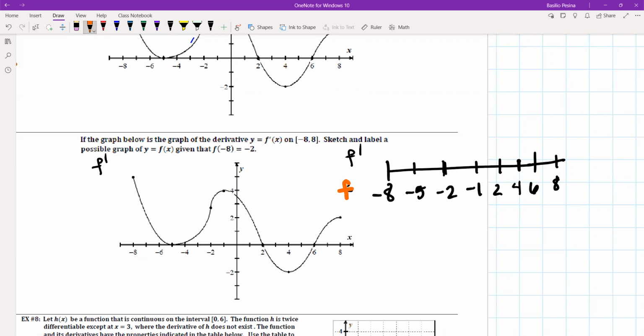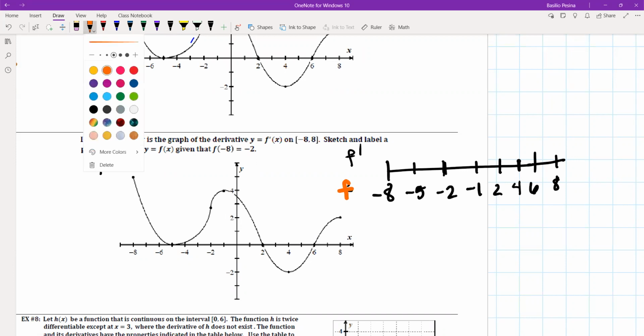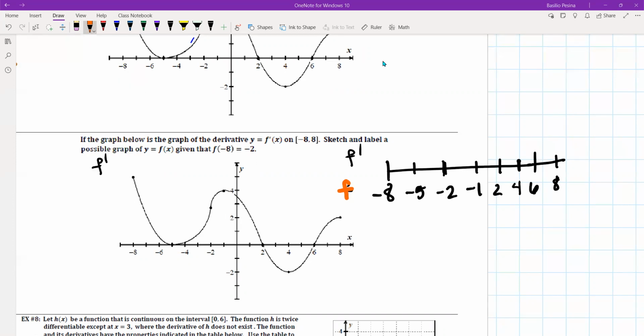Okay, so the first thing that we're going to do is find out what they gave us. Keep in mind this right here is an f prime function. So anything that is above, all of this from -8 all the way to 2, all of that is positive. When the derivative, when the slope is positive, that means my function is increasing, just like that.